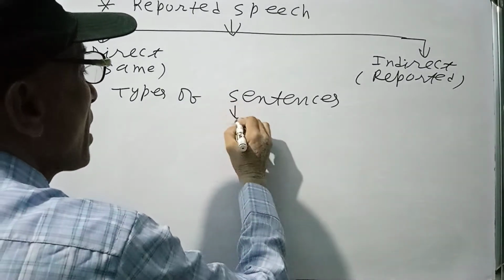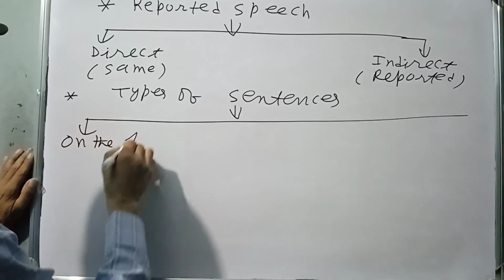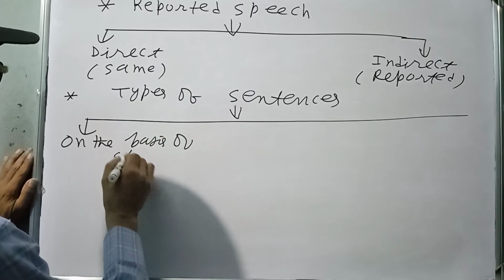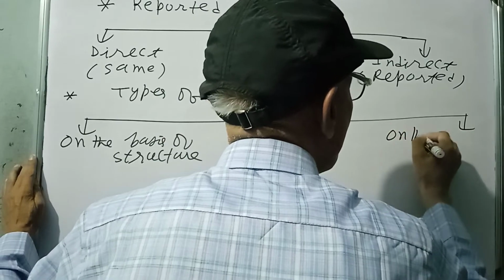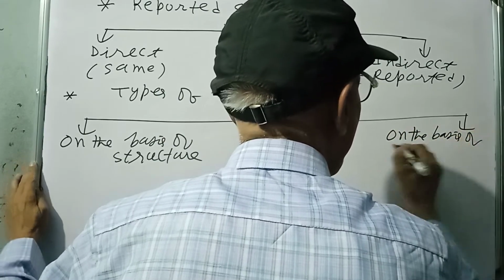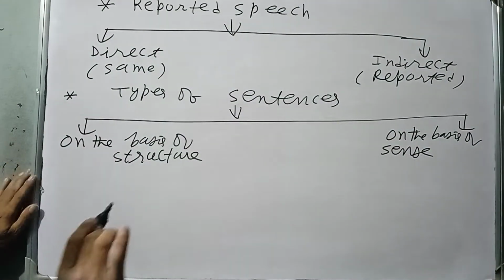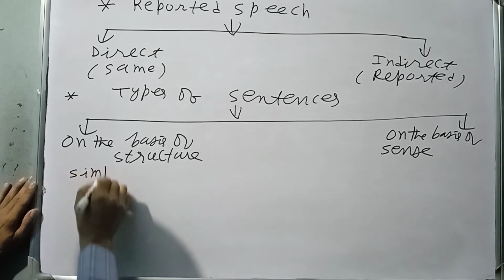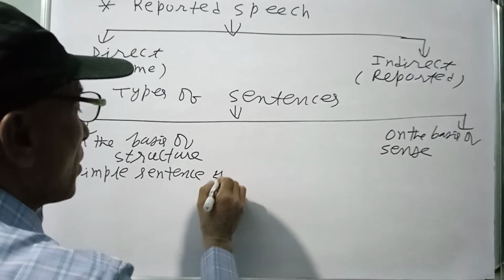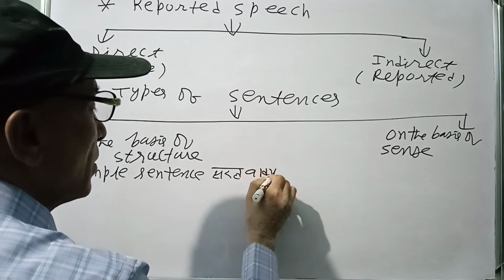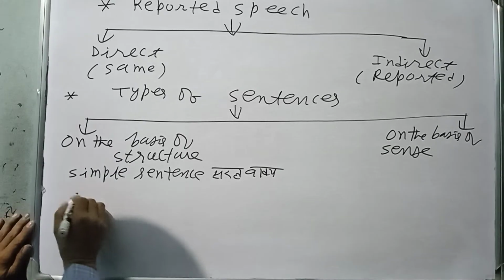You can classify sentences in two ways: on the basis of structure and on the basis of sense. On the basis of structure, three types. Simple sentence, in Nepali it's called Saral Wakya. It has only one verb and one aim. Simple.